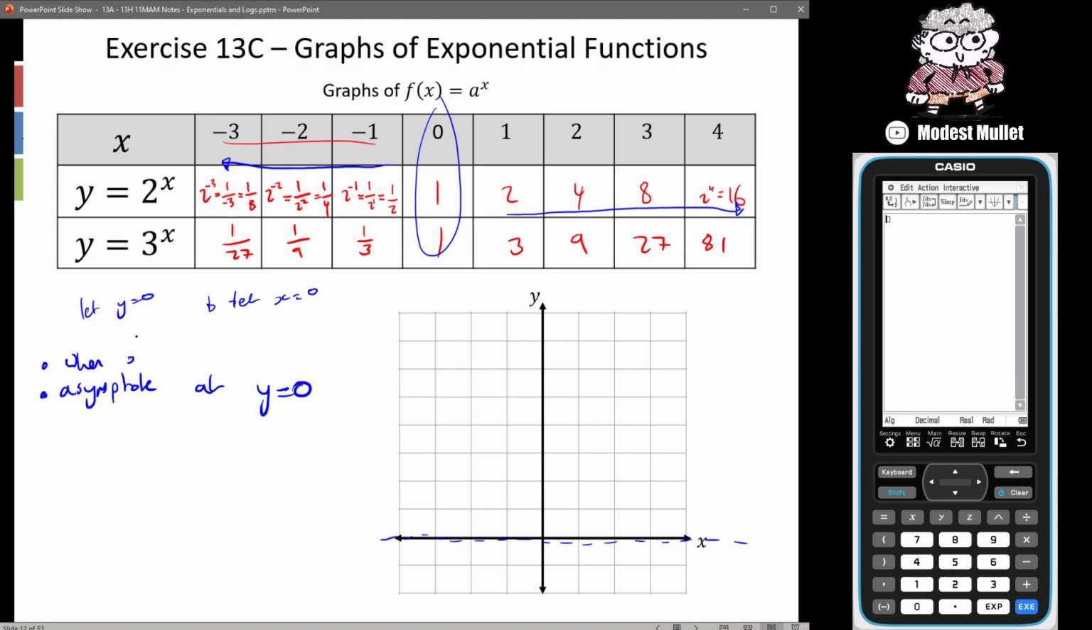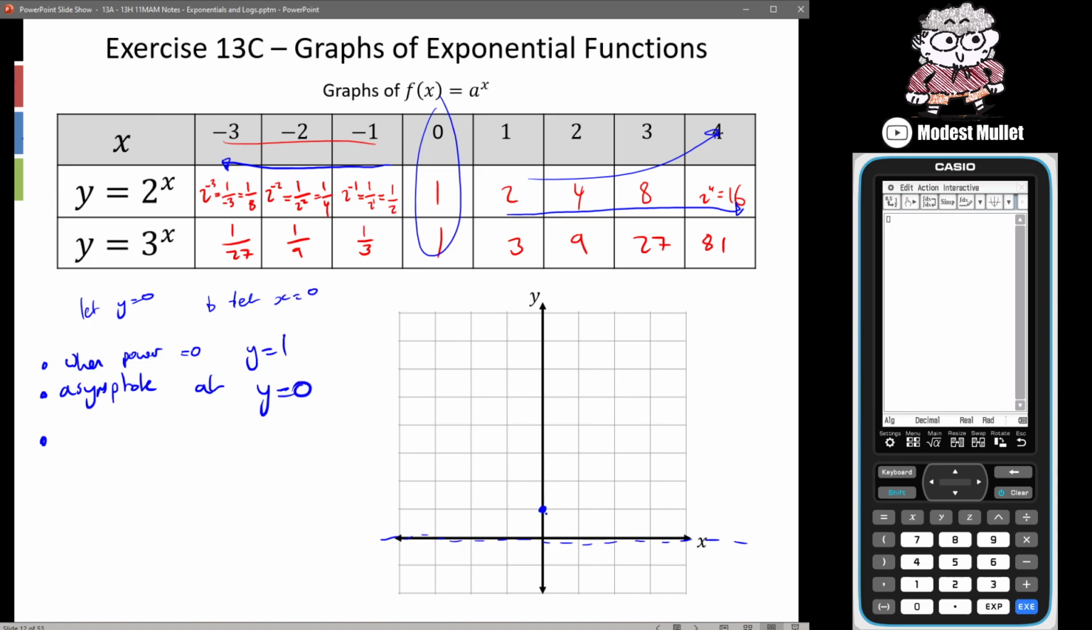For this basic shape, when the power is equal to 0, y is going to be equal to 1. We can make this more complex up the top there, but when that whole top bit becomes 0, the y value is going to be 1, so we're always going to go through 1. What other conclusion can we draw? Well, as x gets bigger, y gets really big. So we get that sort of shape going on.